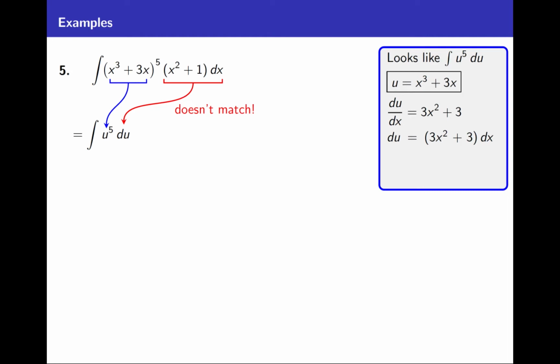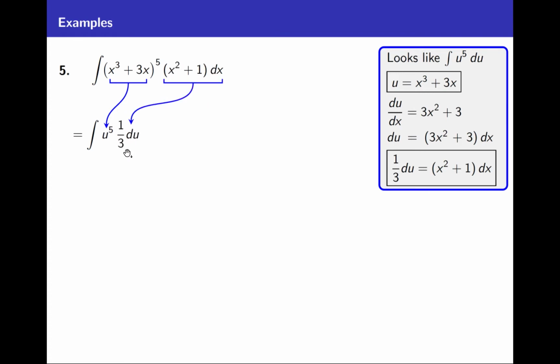So what can we do here? We have to deal with the (x squared plus 1) dx. And that's not what we have here. But notice that we could multiply both sides of this equation by 1/3. And we get 1/3 du equals (x squared plus 1) dx. And that tells us that the (x squared plus 1) dx that we have here may not equal du. In fact, it doesn't. However, look, it equals 1/3 du. So instead of replacing this by the du that it's not equal to, we just replace it by the 1/3 du that it is equal to.